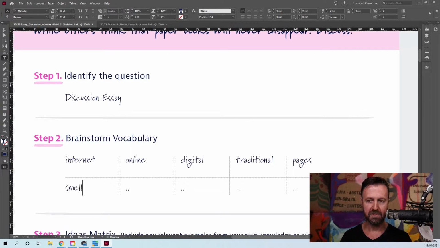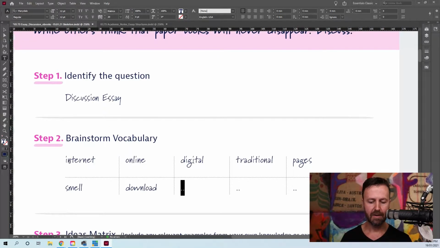Okay, the other one I've got here is smell. You might think, what? Why smell? Again, some people really love that smell and feel of books, turning those pages, going from one to the next. The next one we have here is download, because we're going to be talking about downloading audio files, again, from the online environment, from the internet.